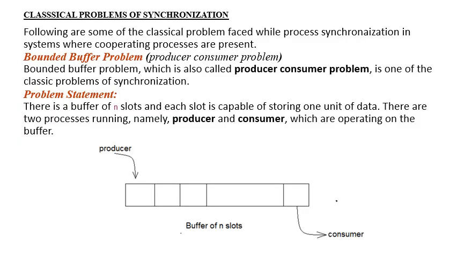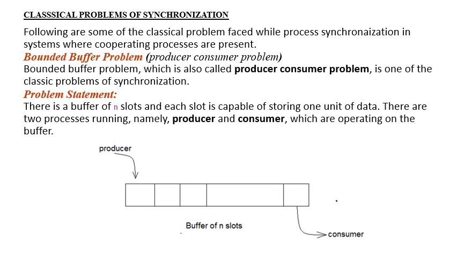And next we are going to the classical problems of synchronization. What are the problems of synchronization? The following are the two, the bounded buffer problem and the others. These are both classical problems of synchronization. As we all know, the bounded buffer problem is also called the producer consumer problem. So it is one of the classic problems of synchronization.